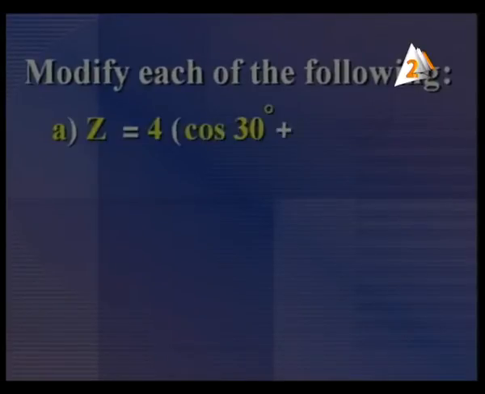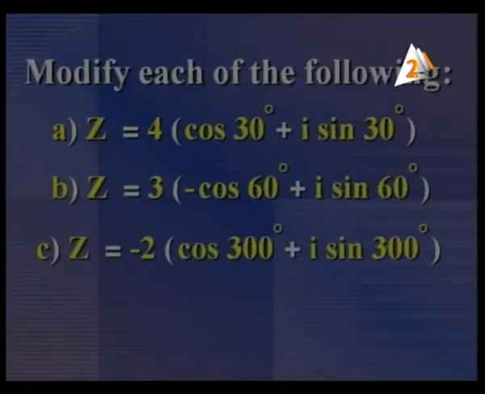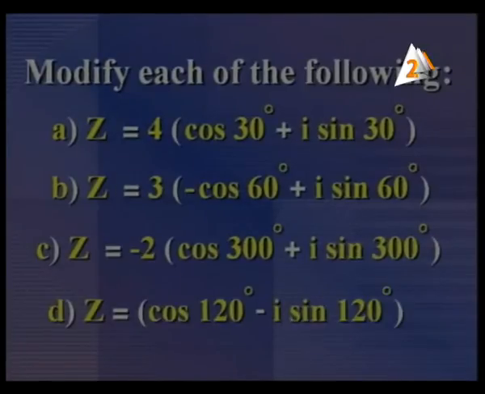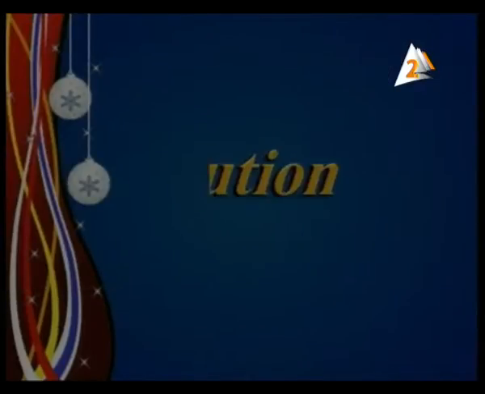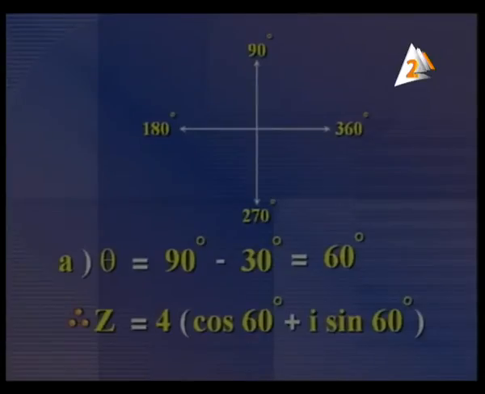Another example. Modify each of the following. Z equals 4 cosine 30 plus i sine 30. Z equals 3 multiply negative cosine 60 plus i sine 60. Z equals negative 2 cosine 300 plus i sine 300. Z equals cosine 120 minus sine 120. Dear student, what do you mean modify? Look at theta equals 90 minus 30. In the first, it equals 60 degrees. Therefore, 4 cosine 60 plus i sine 60.